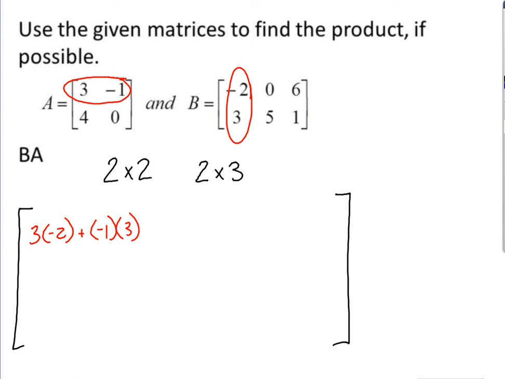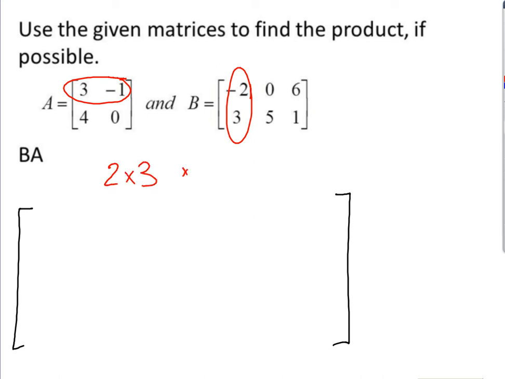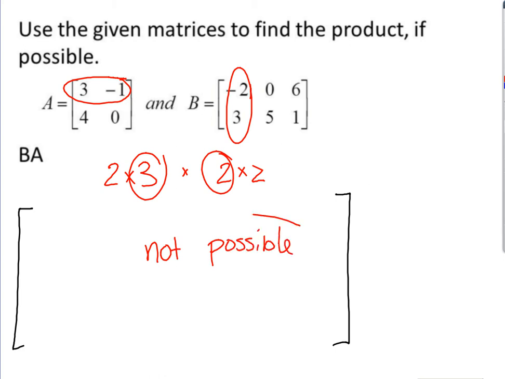Oh, this one wants B times A. That's the difference on this one. So if we do B times A this time, if we look at the dimensions for B, B is a 2 by 3, and you want to multiply that by matrix A, which is a 2 by 2. Now these dimensions do not match, so this one is not possible. So you do need to make sure you pay attention to the order of multiplication, because the order will make a difference.